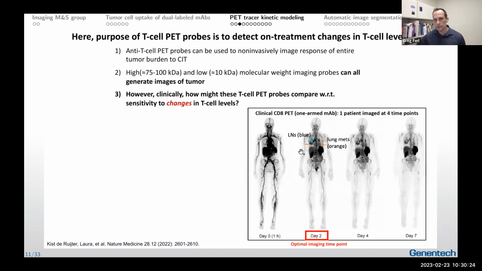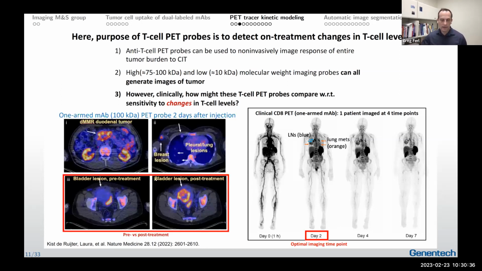This was a patient with lung mets, and we settled on 2 days post-dose, post-administration of the tracer, to image the patient. So the patient has to wait 2 days after being given the tracer. On the left are some representative images from the publication. This study included patients with all sorts of cancers, a wide range of different tumor types.